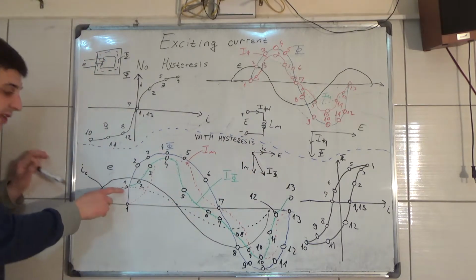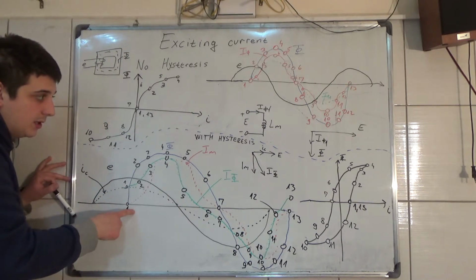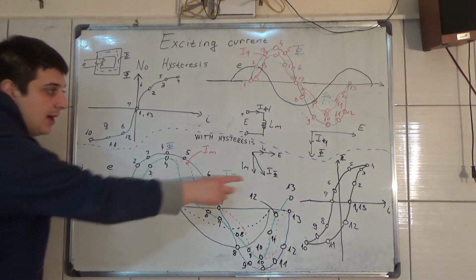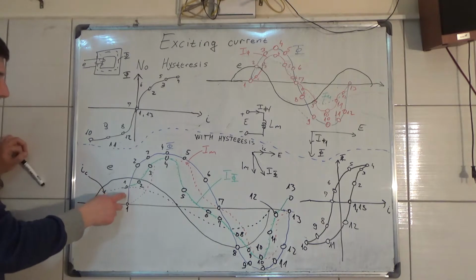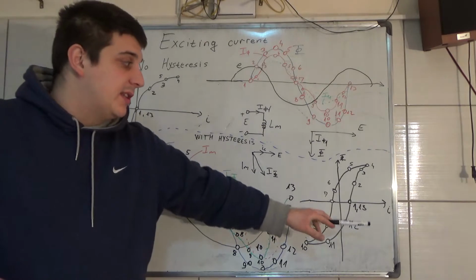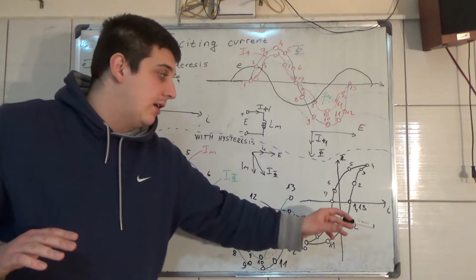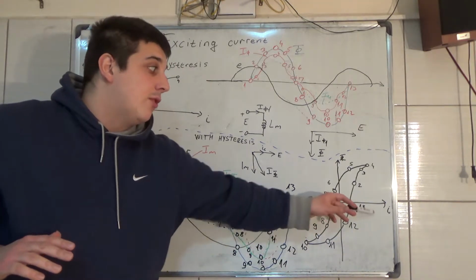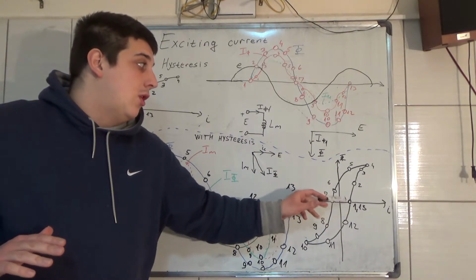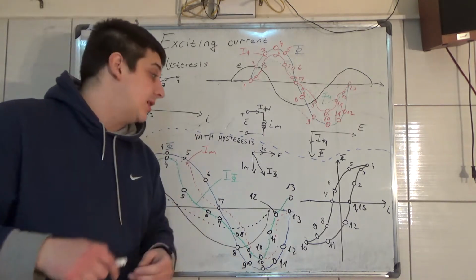As you can see, IC has its own value here. The IM is 0. Now we have a value of the exciting current, which is equal to the IC at this point. So looking at the hysteresis loop of flux and exciting current, we have some value of the exciting current here, but we don't have any value of magnetic flux. So there is lagging. That's hysteresis.